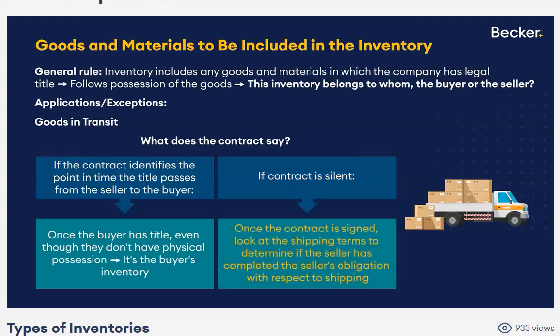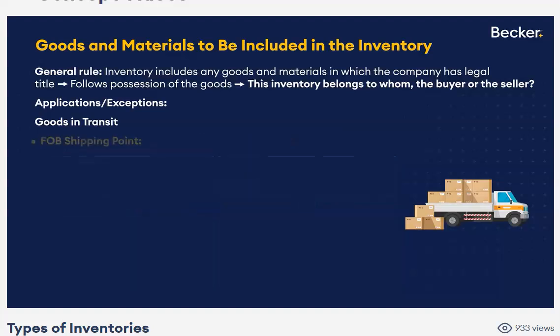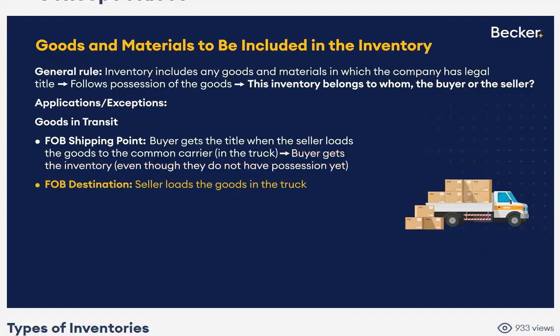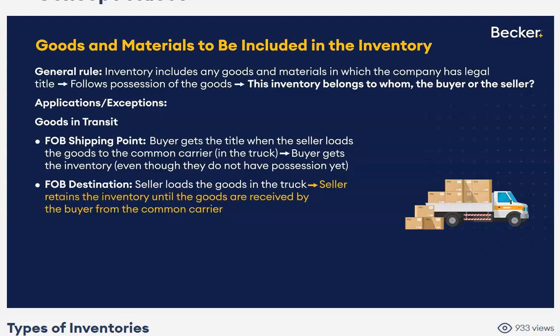So when the contract is silent, we look to the shipping terms to figure out, has the seller completed their obligation with respect to shipping? If it's FOB, what they call shipping point, buyer gets title to those goods, and thus it's their inventory once the goods get in the truck. Once the seller puts them inside the UPS or the Federal Express truck, buyer, that's your inventory. Even though you don't have possession yet, you've got legal title. The other situation is if it's FOB destination, then the seller puts the goods in the truck, but that is still the seller's inventory. They retain title. It's their inventory until the UPS or Federal Express truck actually tenders delivery, gives the goods to the buyer. Then it becomes the buyer's inventory.